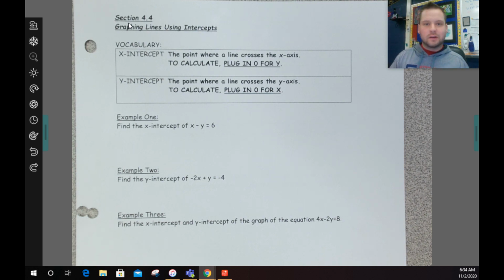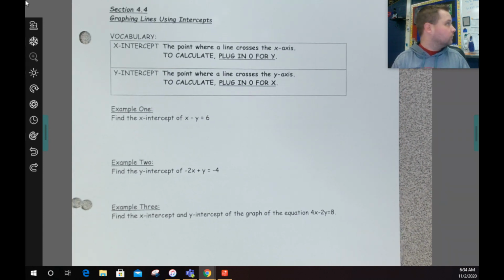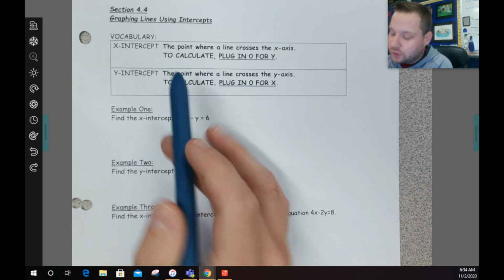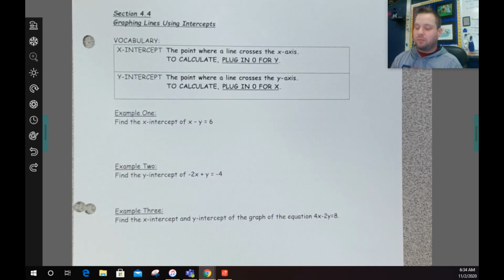All right, so today we're going to look at section 4.4, which talks about graphing with x and y intercepts. In order to do that, we are first going to have to figure out how to find an x and y intercept. So we have a little bit of vocab up at the top. First one talks about an x-intercept. So it's going to be the point where the line crosses our x-axis.